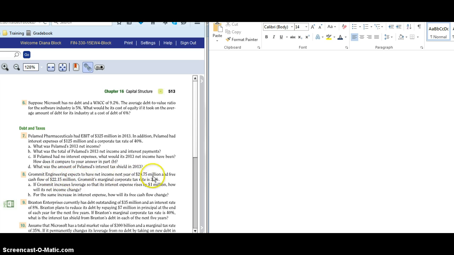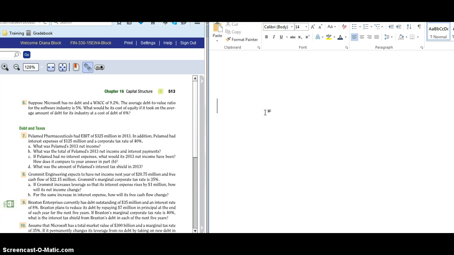It says this company expects to have net income next year of 20.75 million. And they expect to have free cash flow of 22.15 million. And our tax rate in this firm is 35%. So the question is in part A, if this company increases leverage so that its interest expense rises by $1 million, how will its net income change?